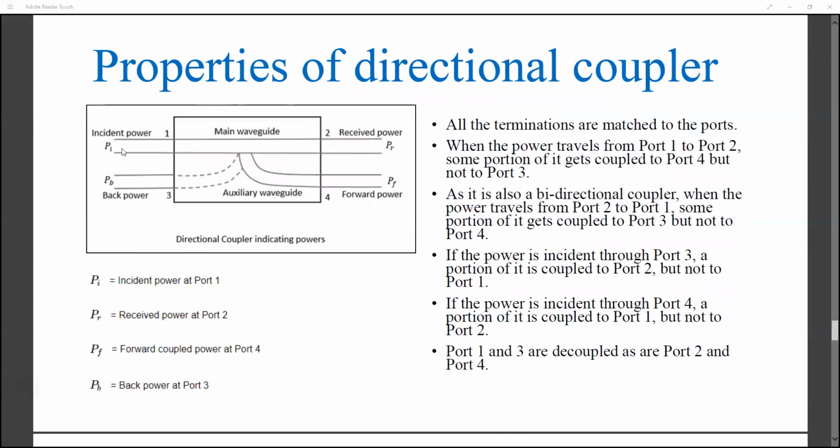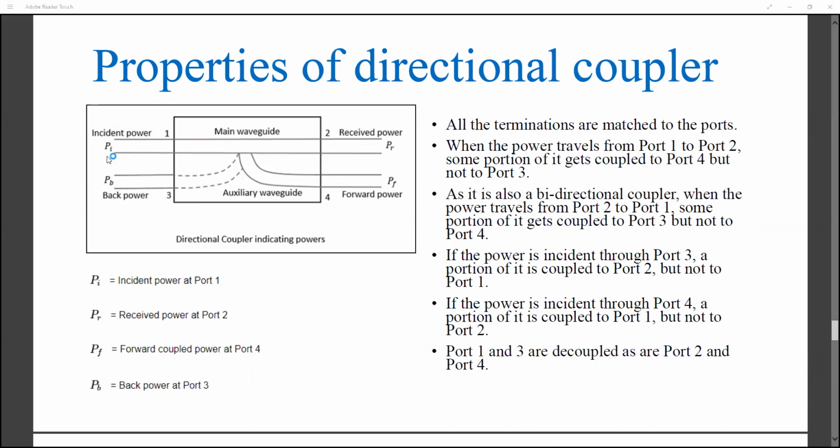Port 1 is called the incident port, and port 2 is called the received port. Because we have a forward coupling, port 4 is called the coupled port, or forward coupled port. And port 3 is called the reverse coupled port, or otherwise the back power port.